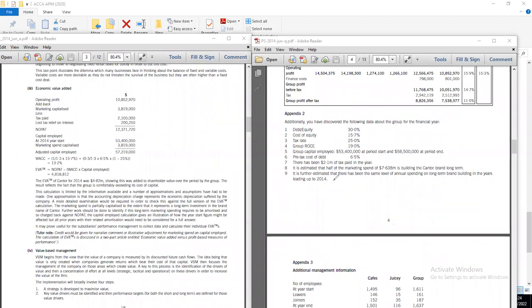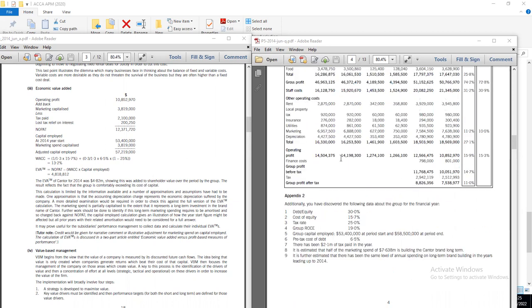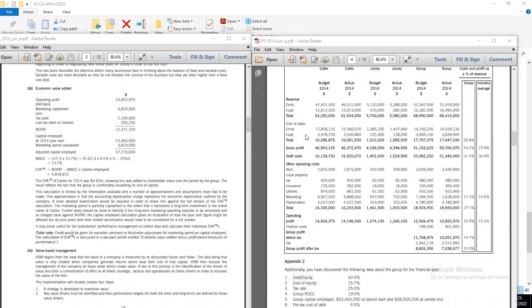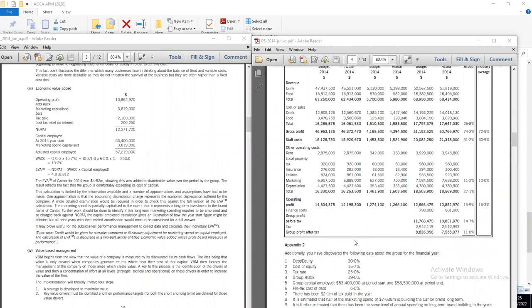The tax. There was tax here. There's a tax provision here. We don't use the tax which is here, no. We use the tax paid.